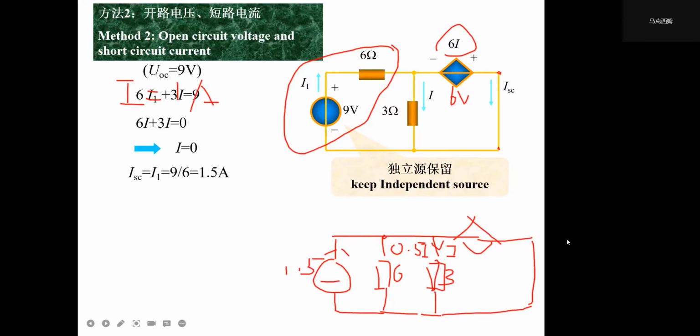Oh, I made a mistake. 6I plus 3I is 9, right? So anyway, we can still do it like this. 1.5. So this one is not 1. I made a mistake.